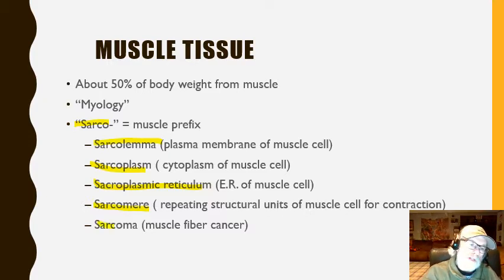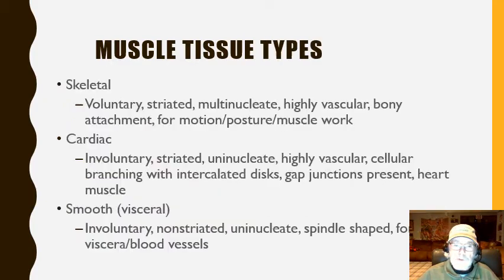And then we have a word like sarcoma. Oma means tumor. So sarcoma is basically a muscle fiber cell cancer. Okay, so we won't talk much about that, but what I really want you to recognize is if I see the word or the prefix sarco, it means muscle. It's a muscle prefix. Okay.